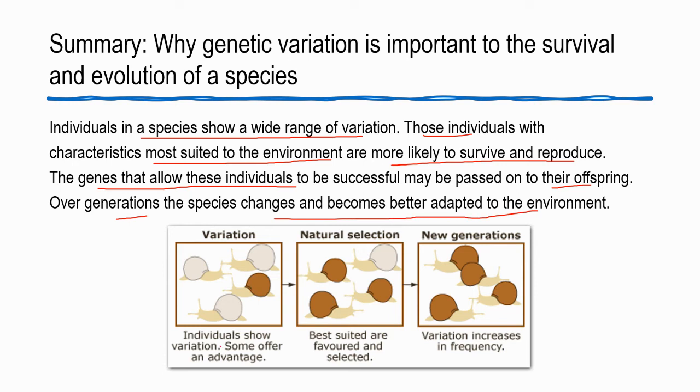Over generations, the species changes and becomes better adapted to the environment. So that's shown in this picture. We've got variation, we've got snails with different colours. The ones that are best suited, in this case the ones with the darker shells, so we end up with a higher proportion of those. The lighter ones are maybe easier to see, so the birds are more likely to eat them, and over time you get a higher ratio and more of the dark shell snails. So that is called evolution by natural selection.